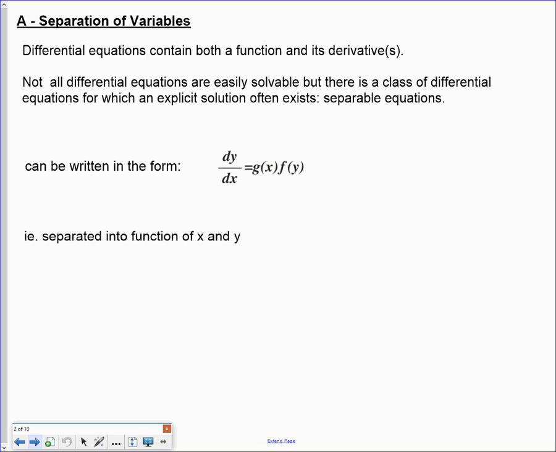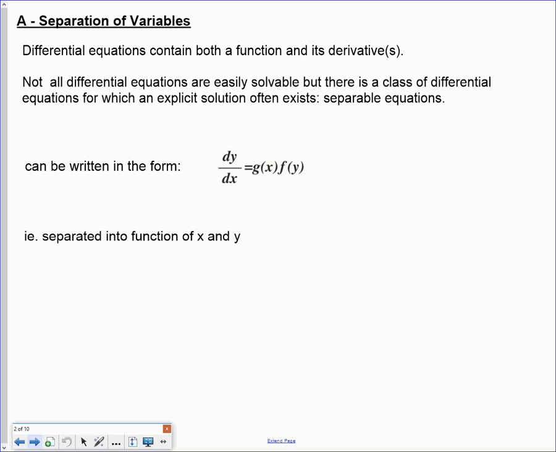Now, not all differential equations are easily solvable. That's a bit of an understatement, but there is a class of differential equations that you can usually get an explicit solution, y is a function of x, for, and these are what are called separable differential equations. And we call them separable differential equations because we can write them in this form. Okay, so the general form here is dy/dx, so there's the derivative of the function that we're trying to find, the derivative of y with respect to x.